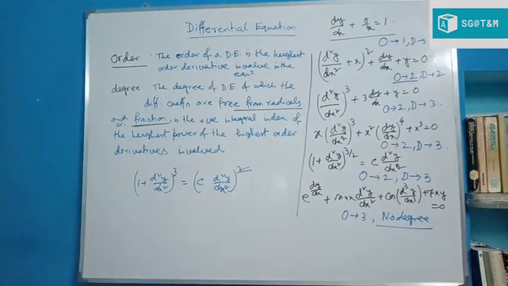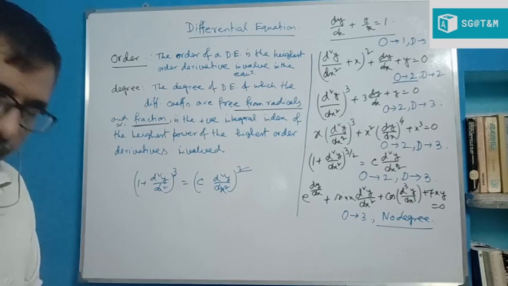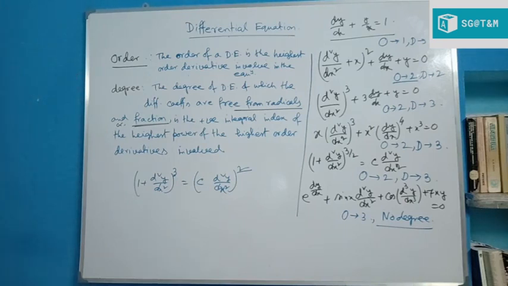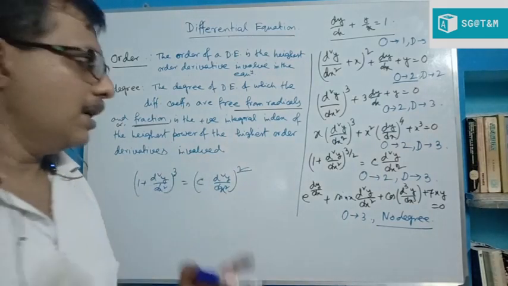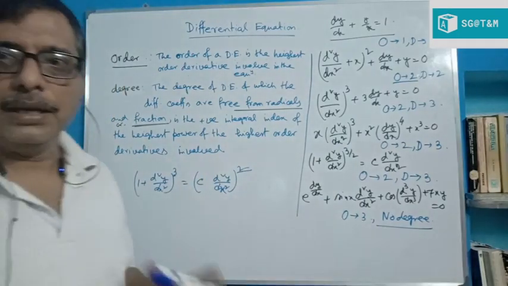This differential equation has no degree. That means the order of a differential equation is always valid, but the degree may or may not be determined. Sometimes the degree is not determined. If the equation can be written in polynomial form of the derivatives, then we determine the degree. Otherwise the degree cannot be determined, no degree. Clear? So this is the degree and order of a differential equation.